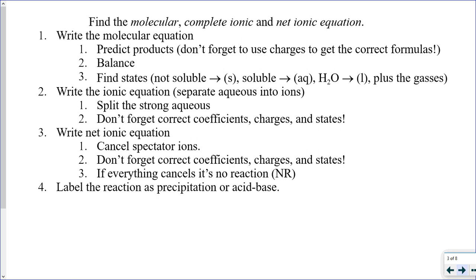Next, once we've got a balanced molecular equation, we're going to make it a more realistic look at what's happening at the particle level by turning it into an ionic equation. All that really means is we're going to split any strong aqueous substances into their component ions with proper charges, proper formulas, proper coefficients, and proper states. And then from there, we're going to cancel the spectator ions to get the net ionic equation. And in the end, we should also be able to identify if we've got a precipitation reaction or an acid-base neutralization.